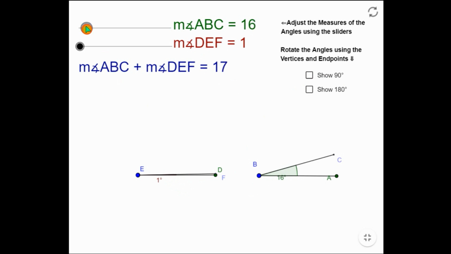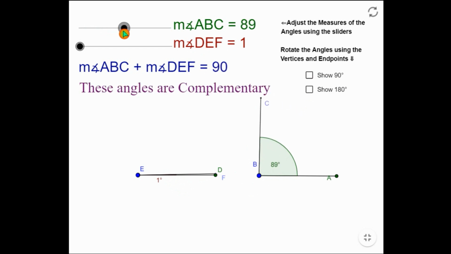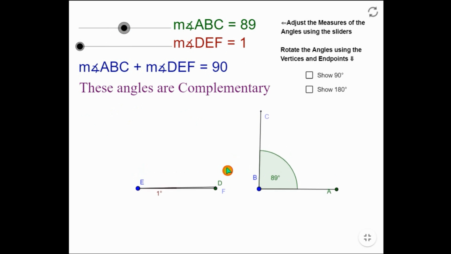So, let's try to rotate the terminal side of your angle ABC. You see that? So, kapag plinas mo yung dalawang angle na yun and you see that their sum is already 90 degrees, therefore the two angles are complementary angles.